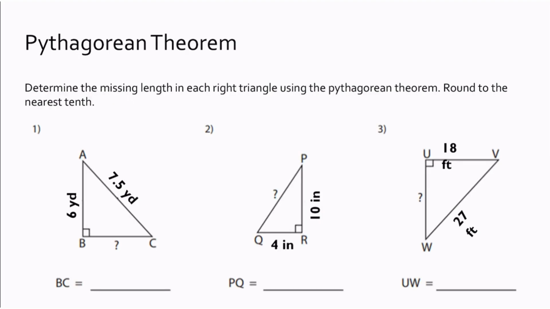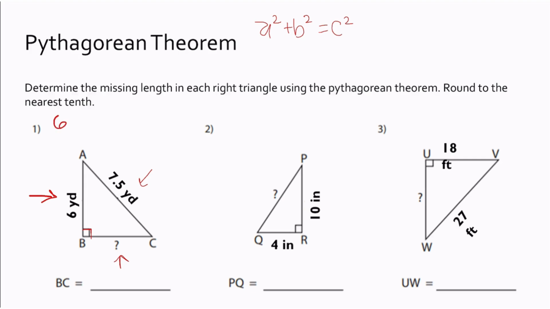Now I can also use the Pythagorean theorem to find a missing length. So these are telling me they already have their right angle drawn into them. So I know for a fact these are right triangles, which means I can use my Pythagorean theorem, a squared plus b squared equals c squared, to find the missing length. So in this triangle number 1, this is a leg, and this is a leg, and this is the hypotenuse.